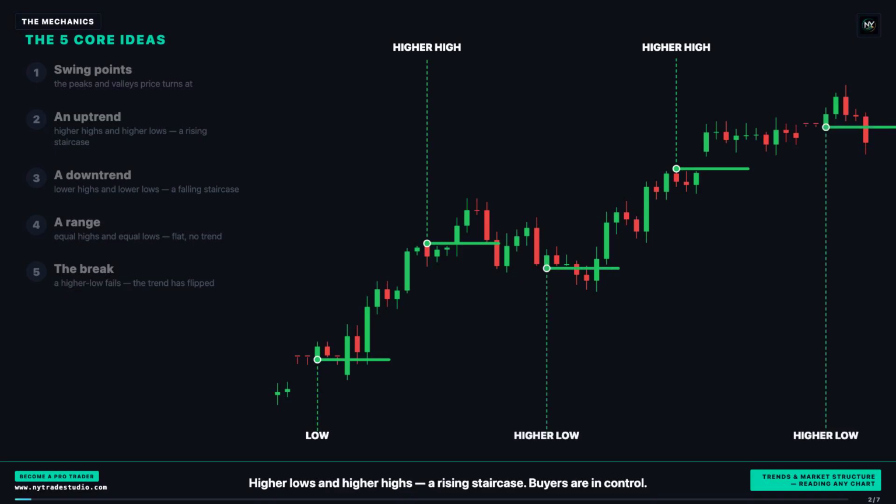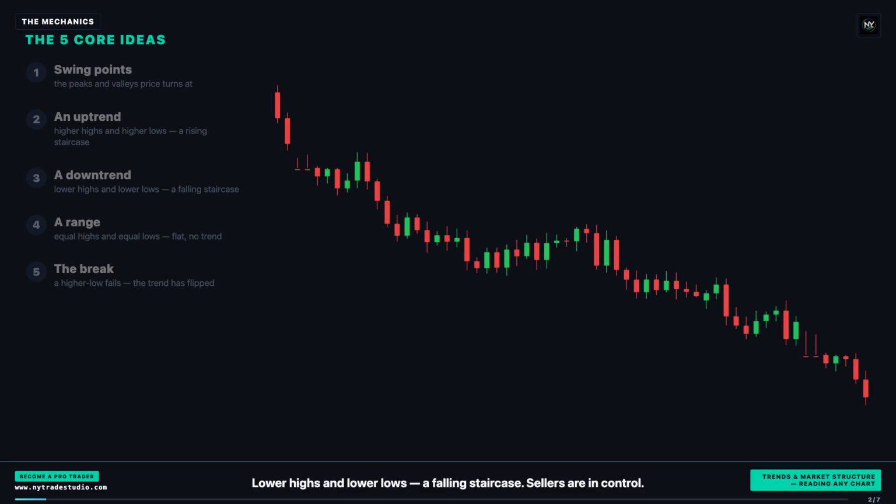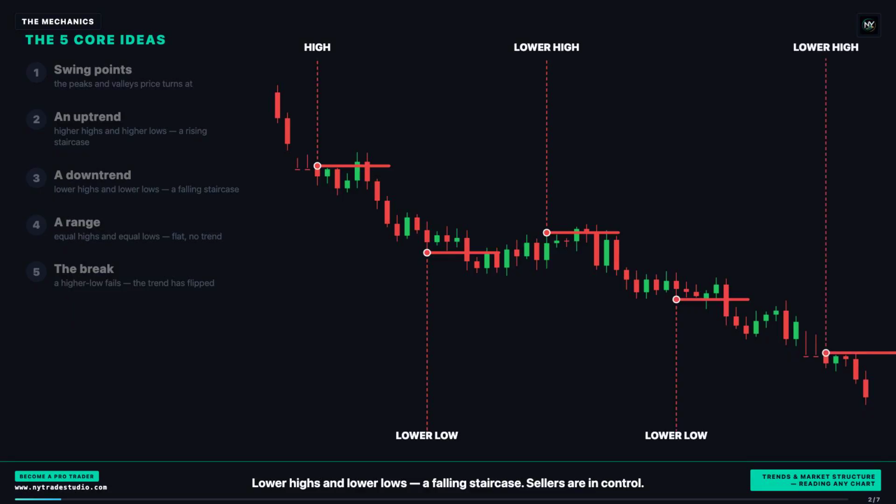Once you can read it, a chart stops being a wall of random candles and starts telling you a clear story: who is winning, which way price wants to go, and the exact moment that story changes. In the next few minutes you will learn what a trend truly is, how to read market structure in seconds, the 3 states every market is always in, and how to spot the instant a trend breaks. On 3 real stocks, 1 step at a time. Let us build it from the ground up.